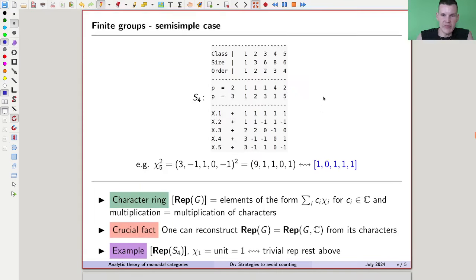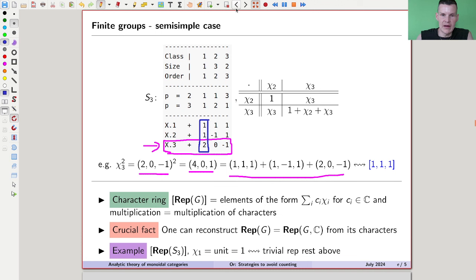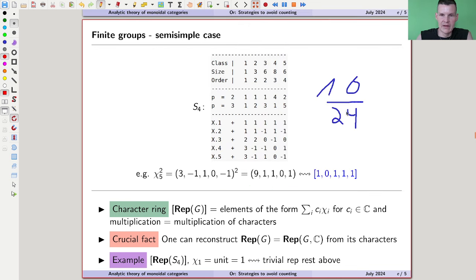Let me just write it next to this table here. 10 over 24 was our number, and 3 was just the dimension. And here, our number was 4 over 6. Now I'll give you a second to find 4 over 6 in this table. So 6, you probably will come up with this quickly if you just look at the examples. It's the order of the group. So 24 is the order of the group. That's easy.